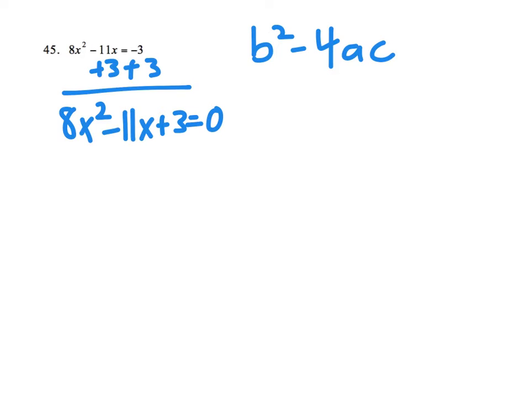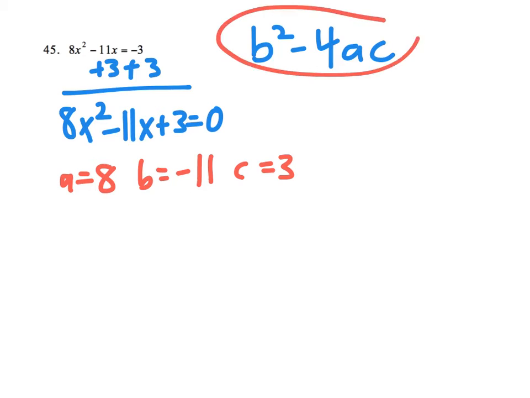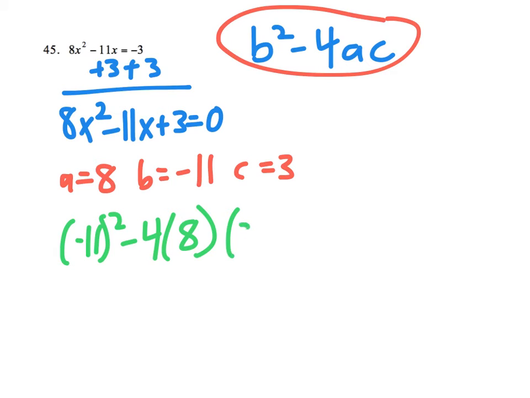We want to figure out what a, b, and c are going to be. a is 8 because it's in front of x squared. b is -11, and c is 3. And we're going to plug that all into our formula up here. When I do that, I have -11 squared minus 4 times 8 times 3. If I square -11, I get 121.